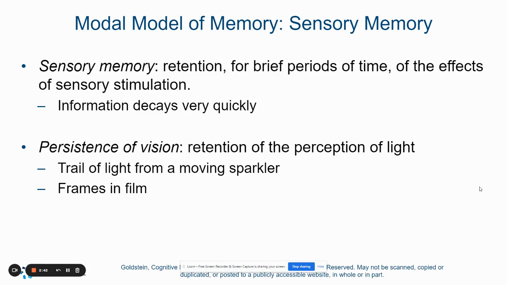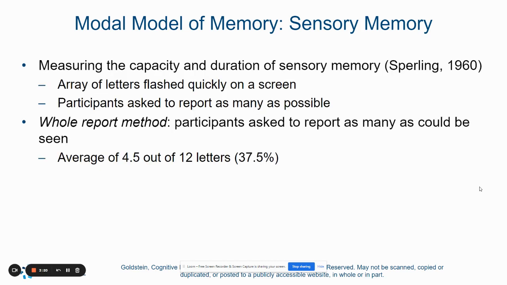When it comes to our sensory memory, we're going to retain the information for split seconds, brief periods of time through our senses. The information we take in from our senses will quickly decay or fade away unless something else is done and it is transferred to short term memory. Persistence of vision is the retention of our perception of light, and it's how we trail light from a moving sparkler or in a frame in a film. So again, we take in first information through our senses.